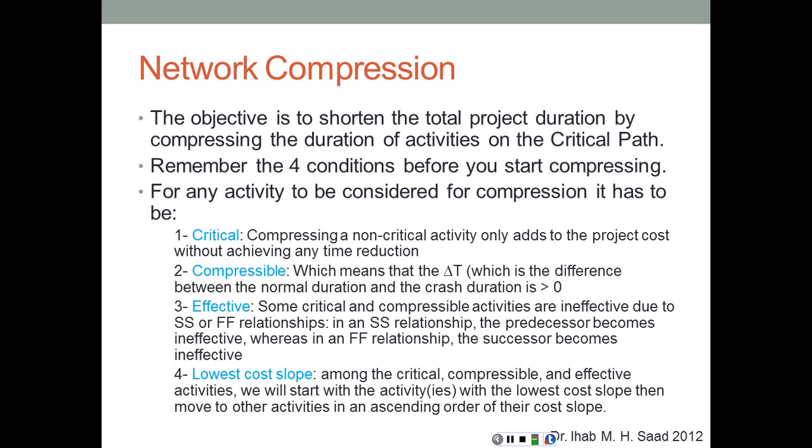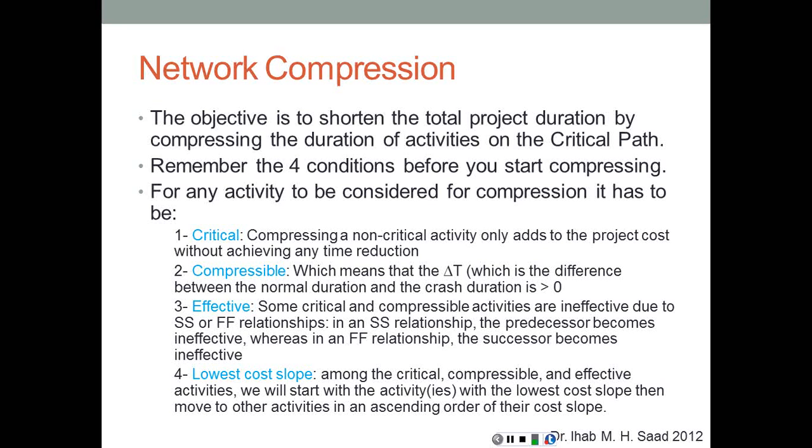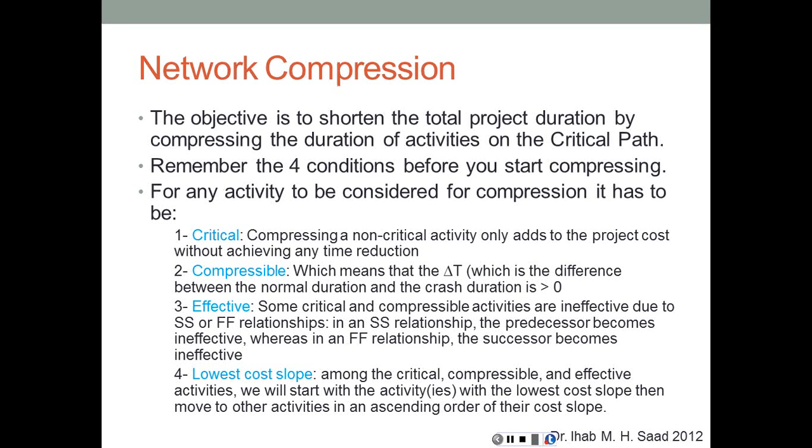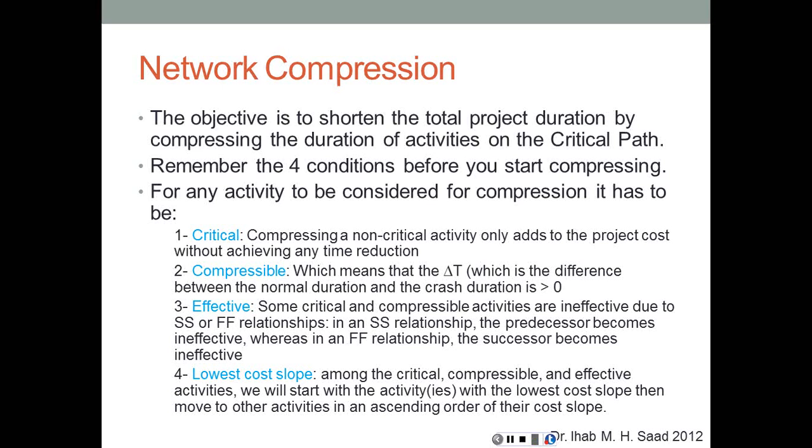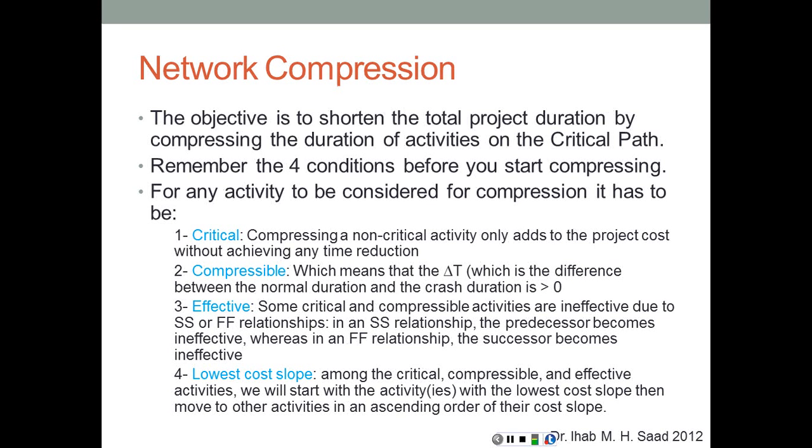So first of all, it has to be a critical activity. So remember the 4 conditions before we start compressing, and for any activity to be considered for compression, it has to be first critical, as compressing a non-critical activity only adds to the project cost without affecting its time or duration. Second is it has to be compressible. Remember when we talked about delta time, which is the difference between the normal duration and the crash duration. What if an activity cannot be compressed, does not have any delta time? In this case, it's called incompressible activity. Therefore, it's going to be excluded from our calculations. So we will focus only on the activities that have a positive delta time, which is a positive difference between the normal duration and the crash duration.